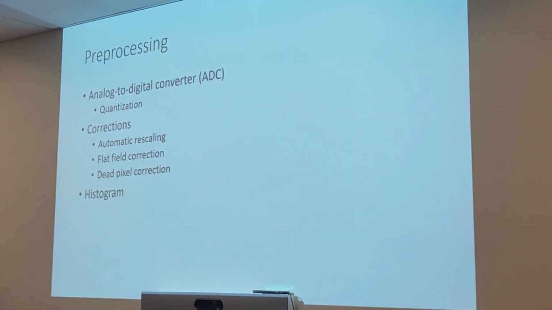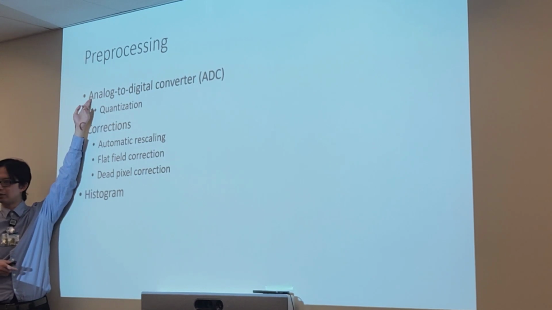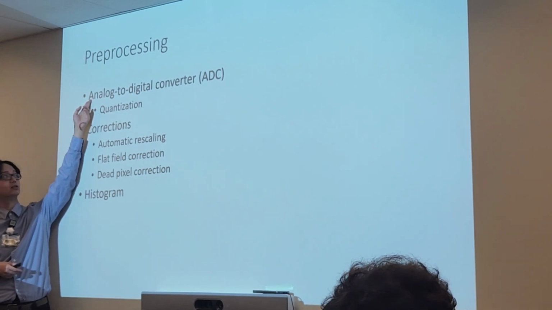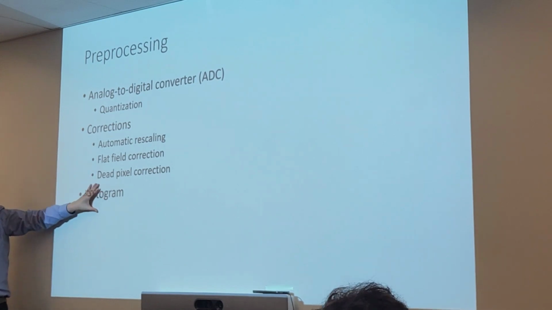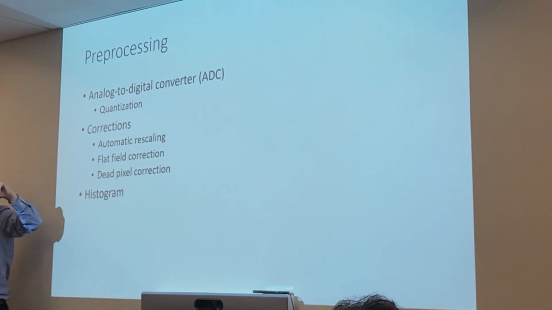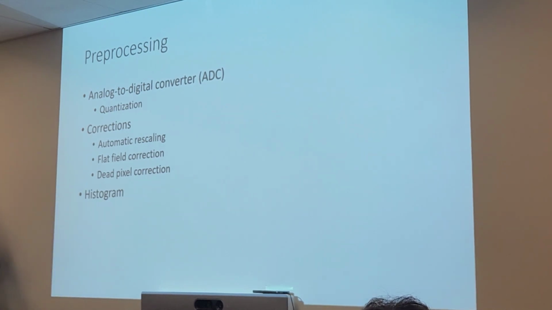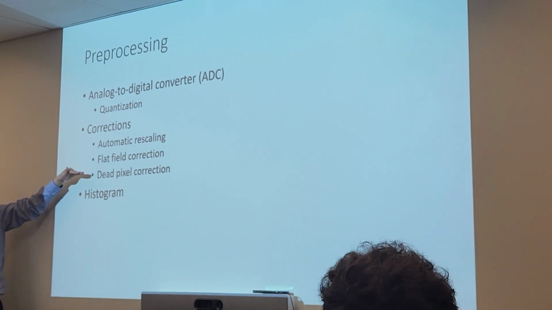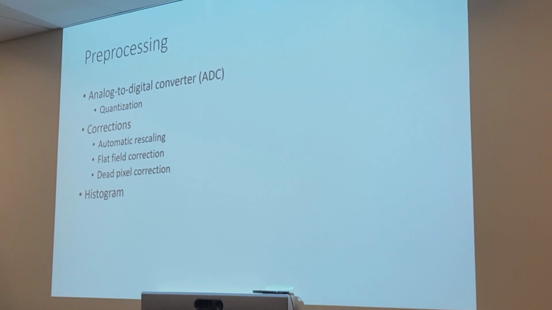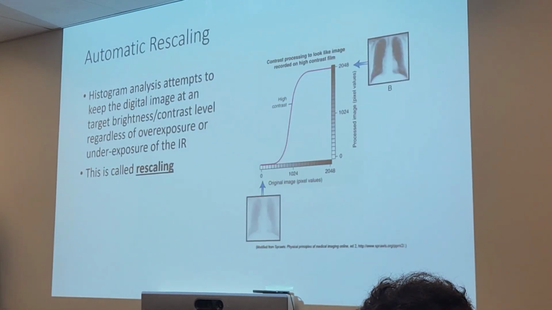So, here are some things we're going to talk about in regards to pre-processing. Okay. So, we talked about this before, right? Quantization. That was the previous section. We're going to be talking about the histogram a little bit more. And we're going to be talking about corrections. Things that are done to the image to fix it before it shows up. So automatic rescaling, flat field correction, and dead pixel correction are all things we are going to be discussing. And so we will start with automatic rescaling.